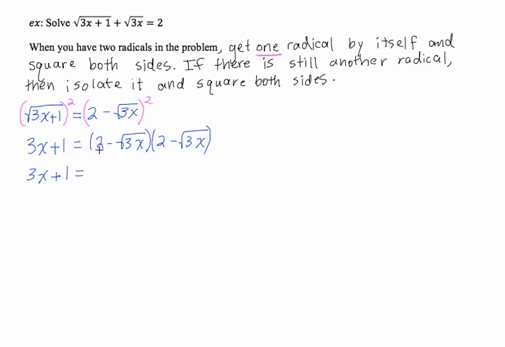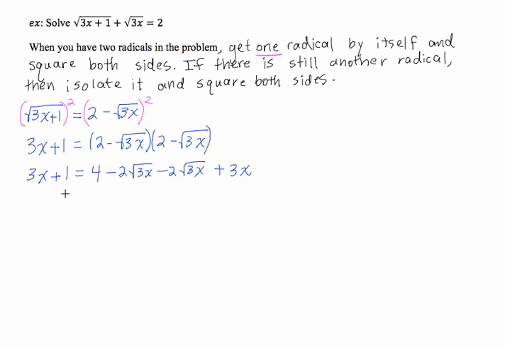Okay, FOILing gives me 2 times 2 for my first term, which is 4. My outside terms, 2 times negative radical 3x will be minus 2 radical 3x. The inside terms, negative radical 3x times 2, again, minus 2 radical 3x. And my last two terms are negative times a negative, so it will be positive. Radical 3x times radical 3x, so the radicals cancel to give us 3x.